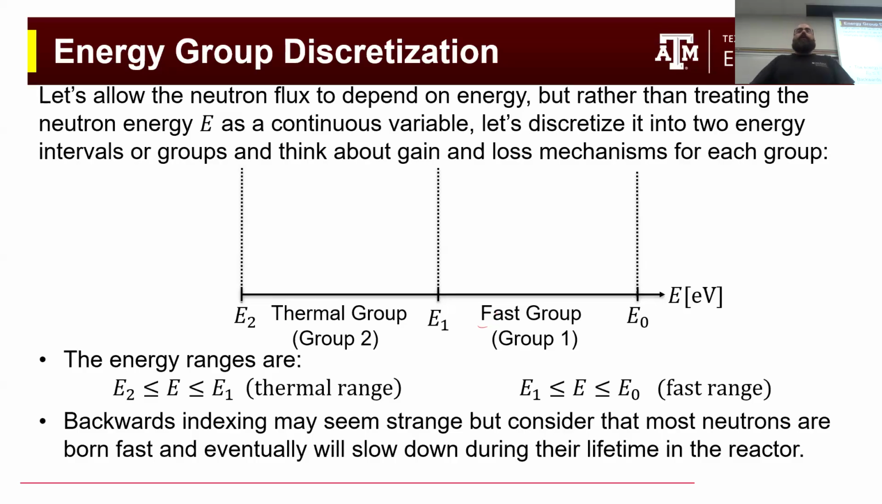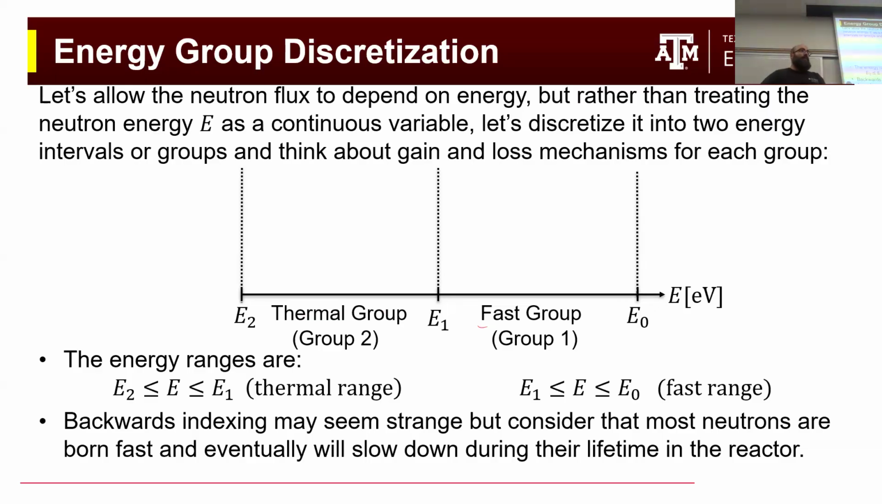And what we want to do, if we want to develop diffusion equations for these particular groups, we need to use conservation and we need to think about what are all of the different gain and loss mechanisms for neutrons in each of these groups.